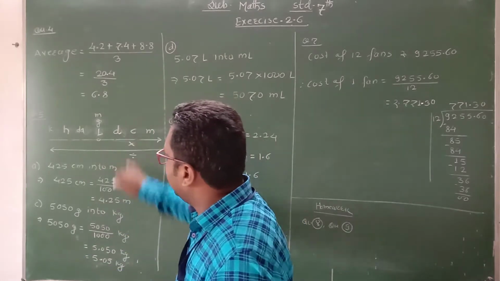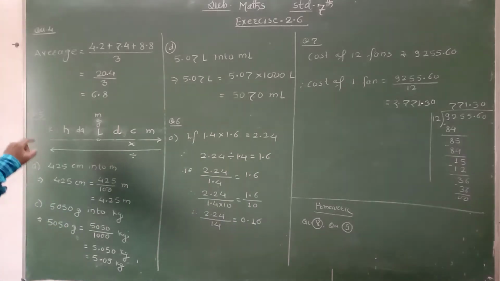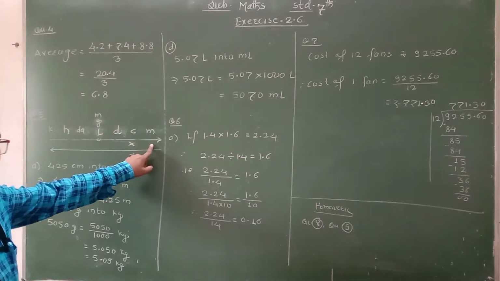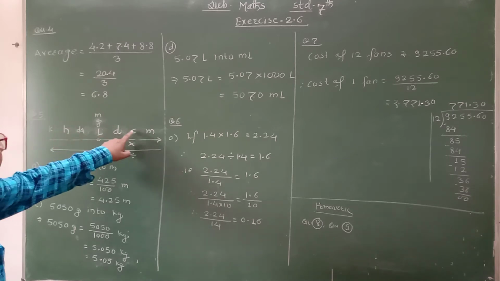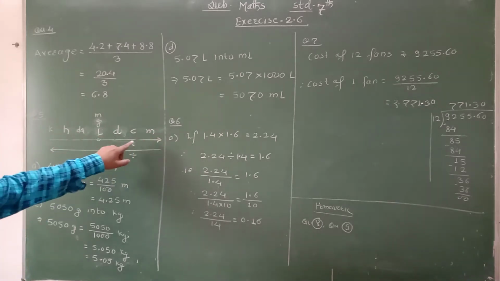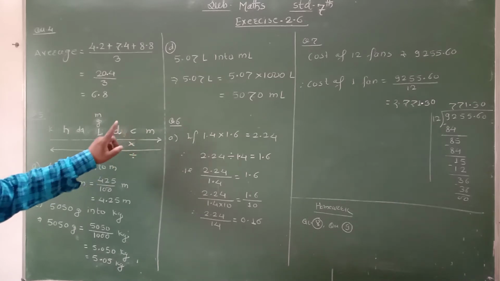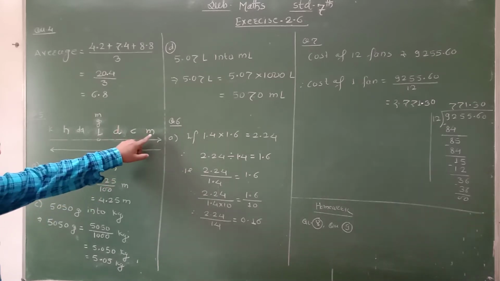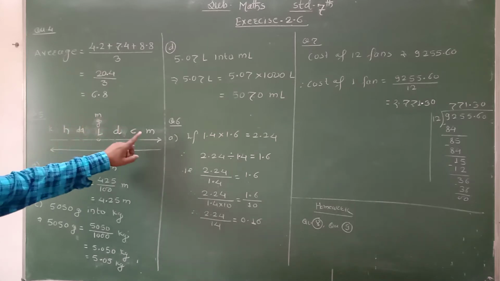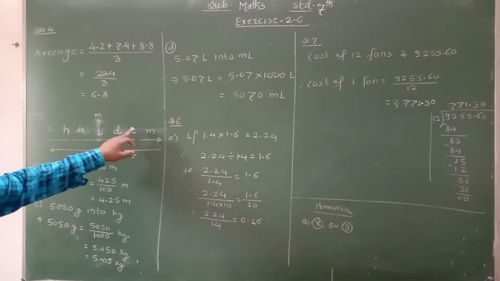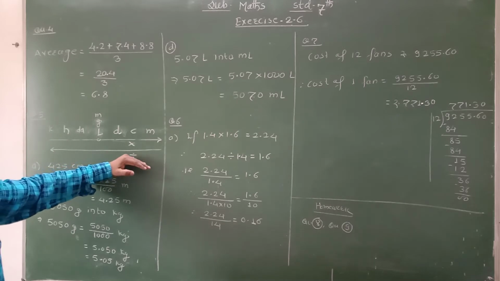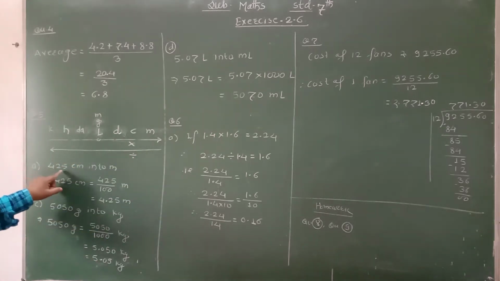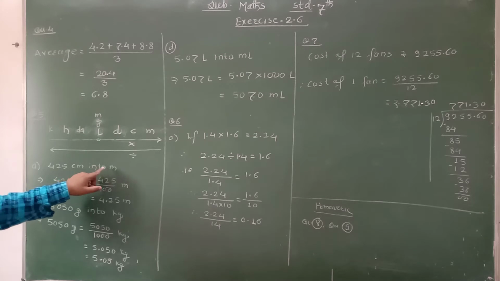When you convert the unit from left to right, from kilo to hecto or deca or deci, centi or milli, then you have to multiply. If you have to convert the unit from right to left, from milli to centi or centi to deci or deca, hecto or kilo, then you have to do the division. Now see the question, 425 centimeter into meter.